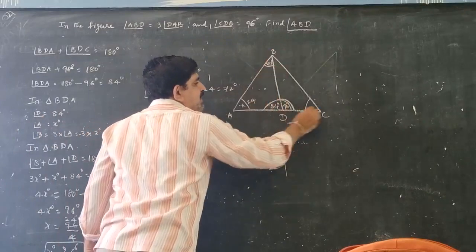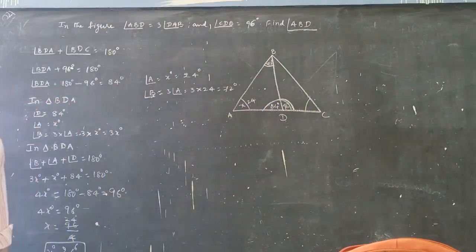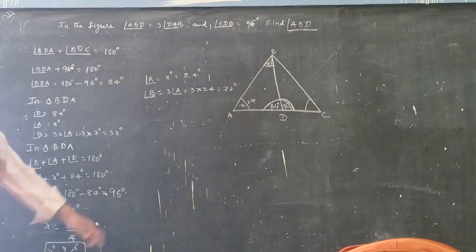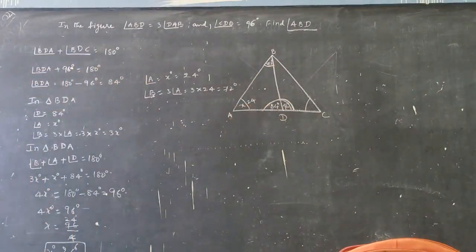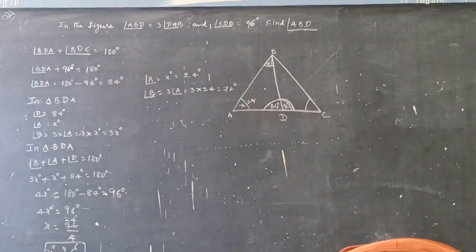Now BDC is also a triangle. So we can find the remaining angles also. Okay? Write down.